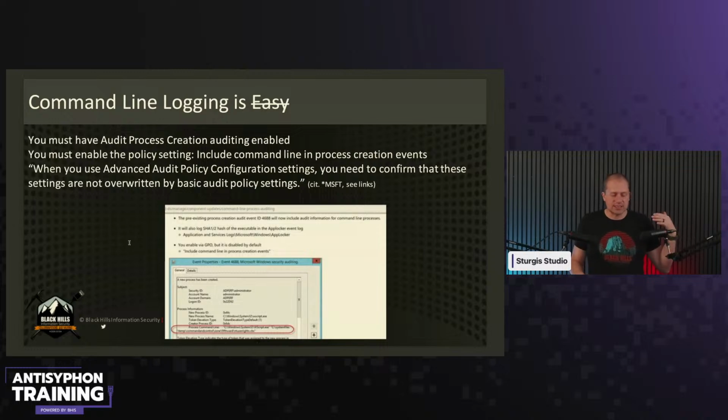So what we're going to do is take a 10-minute quick potty break because we're at the top of the hour. We're going to come back and I'm going to talk about what it takes to enable command line logging on a Windows system. And then we're going to talk about how we do PowerShell logging on a system. So let's take a quick break. We'll resume and talk about command line logging, kind of made easy.